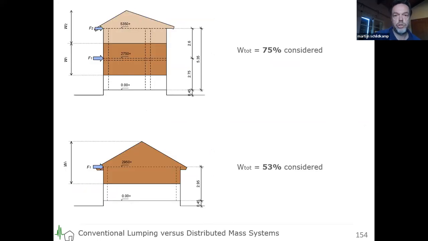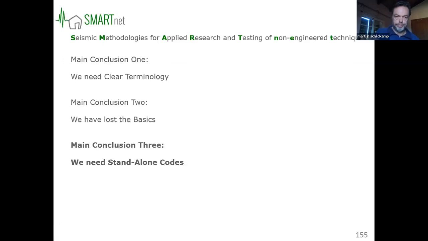The conclusion is also what we see here, by the way, that in conventional lumping, we lose too much of the seismic weight. For the school, it's almost half of the seismic weight, which is a lot with these heavy stone masonry buildings. So the conclusion is that the codes as they are are not meant for stone masonry. They are meant for concrete and steel. And for that reason, we need to come up with something that is standalone, that is specifically for stone masonry.